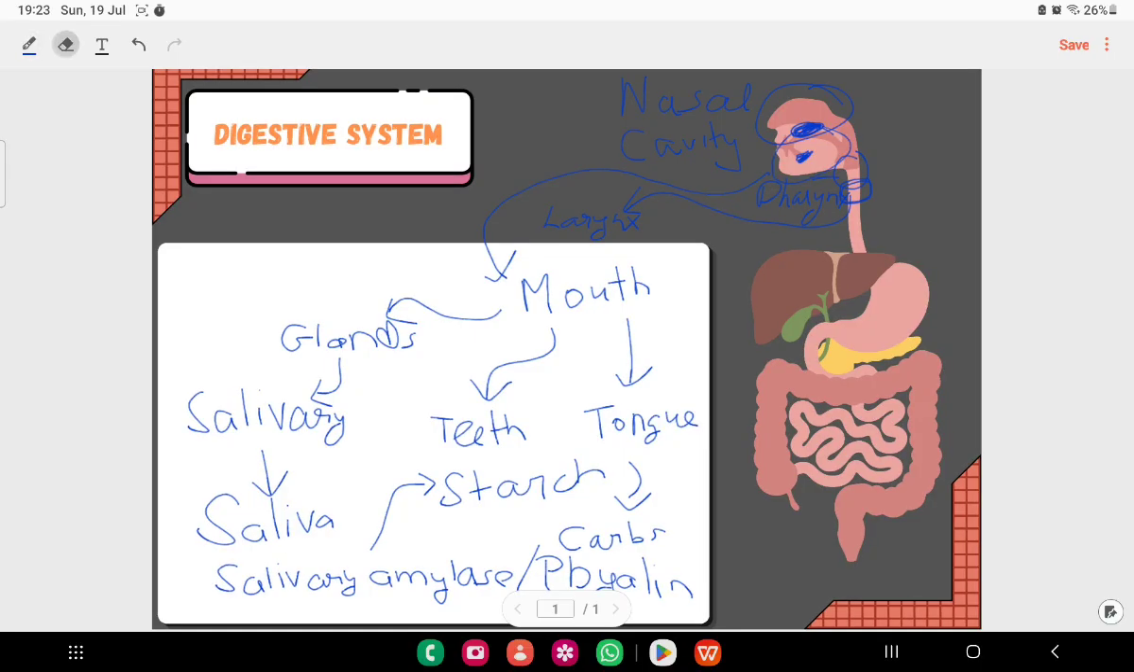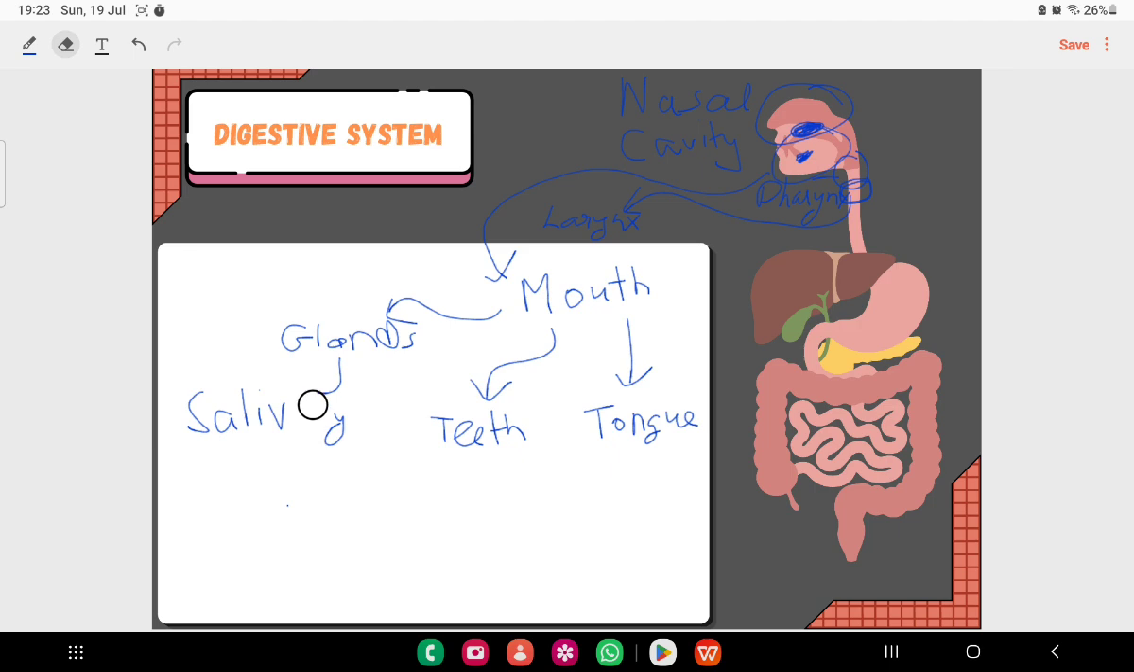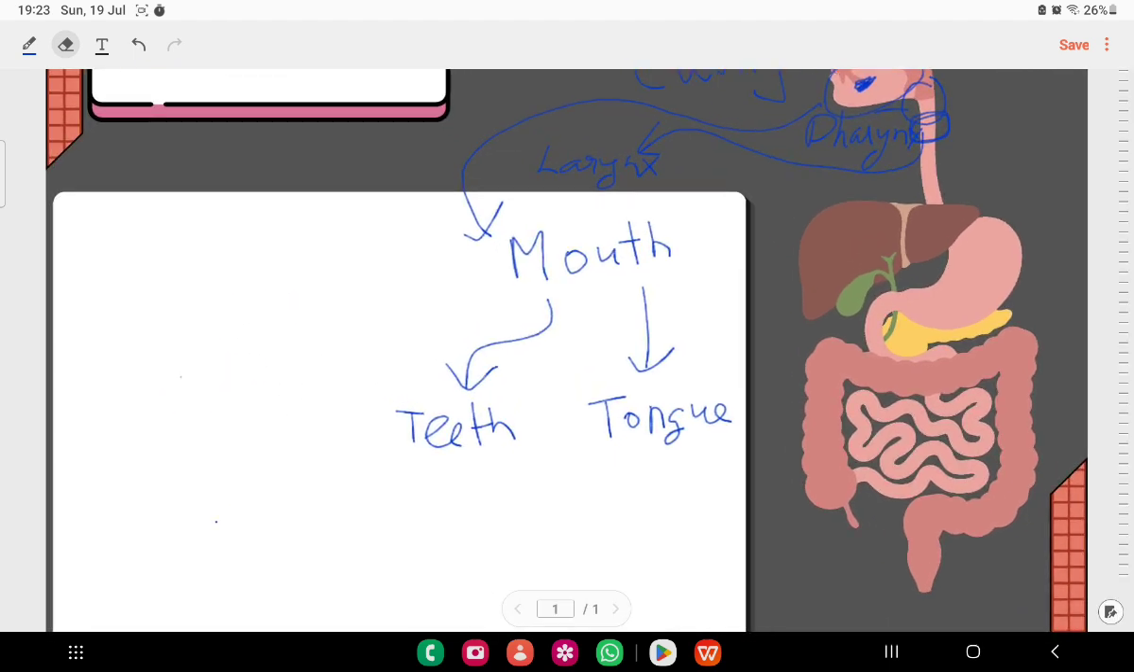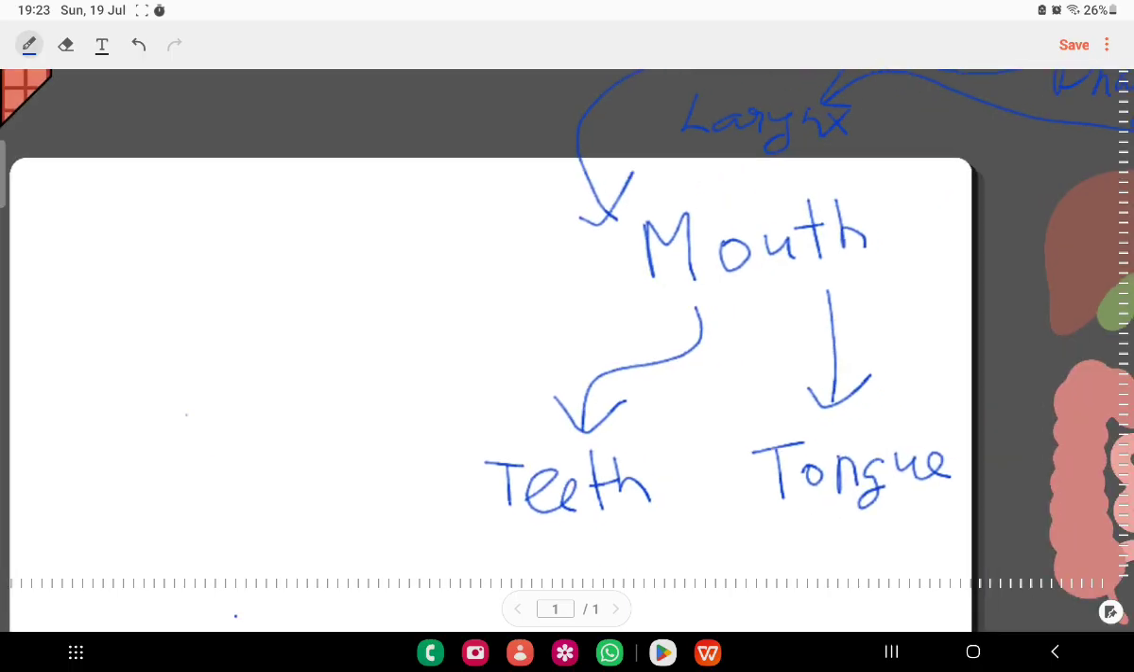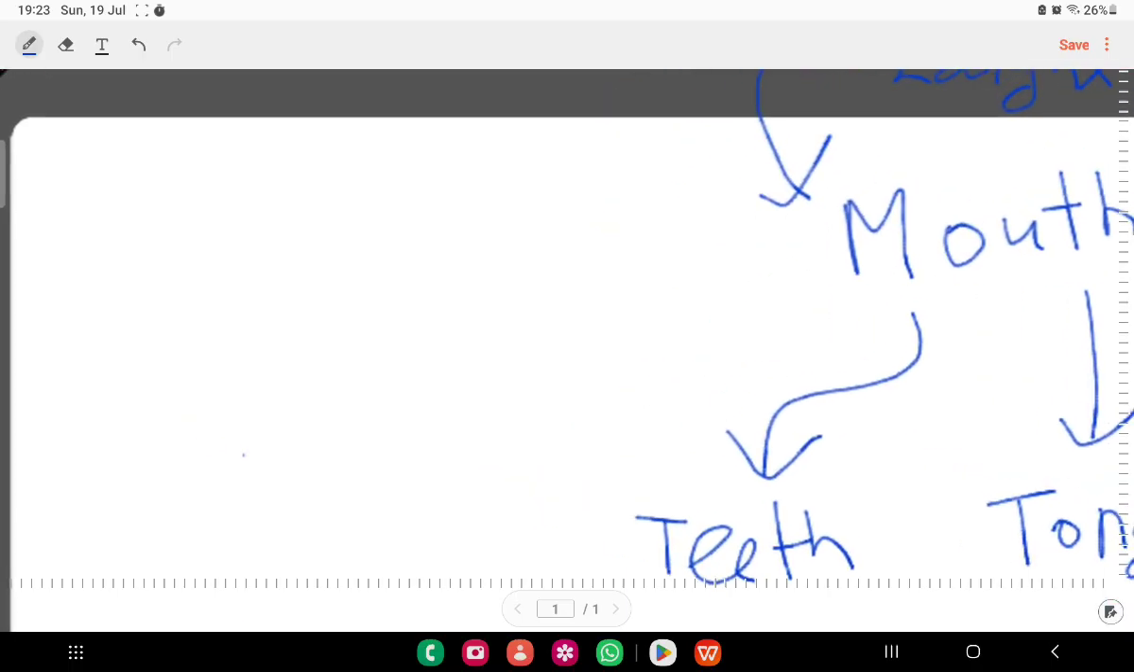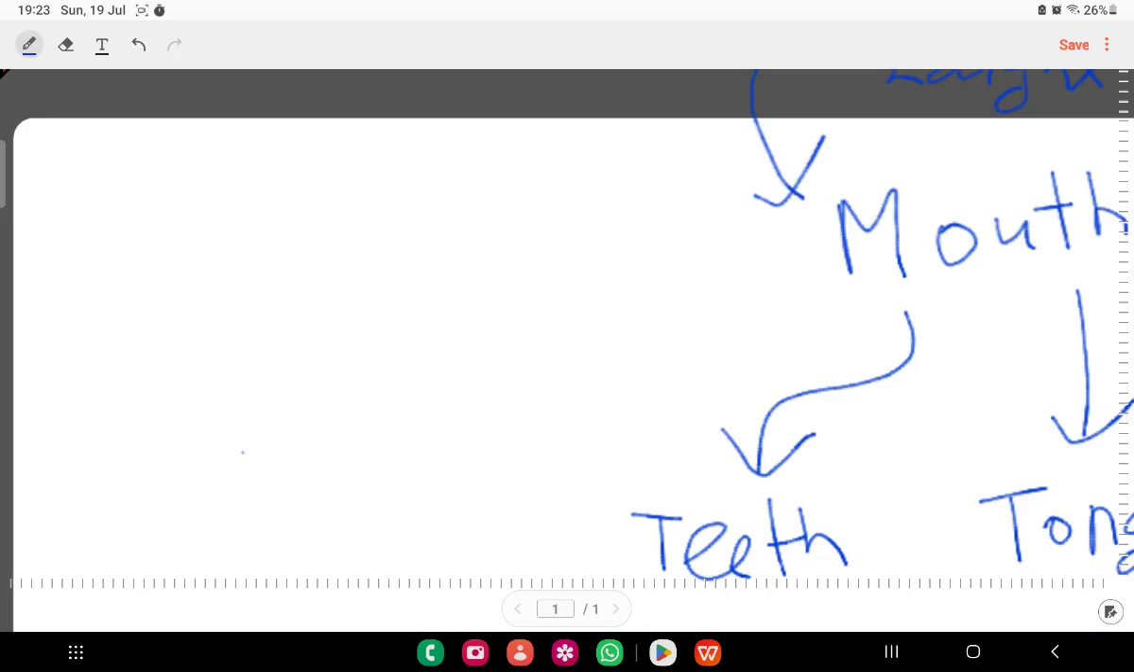Okay, now let me erase this part. Let me erase this fully. Now we get to teeth. Obviously without teeth you cannot chew, because the whole food would go inside, and that would probably cause indigestion also. So yeah, we need to break it down.